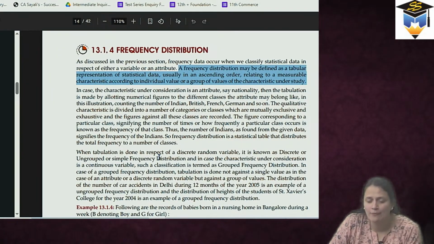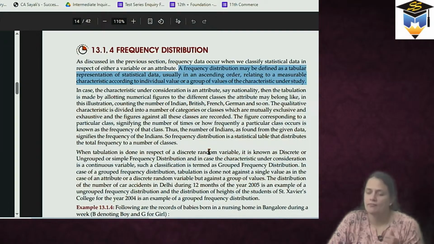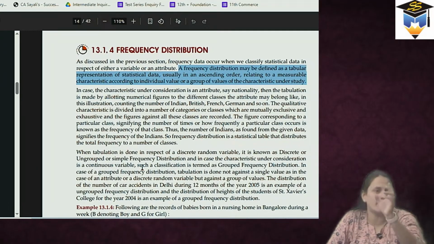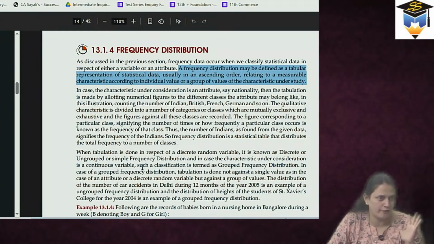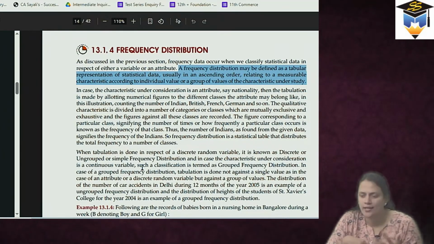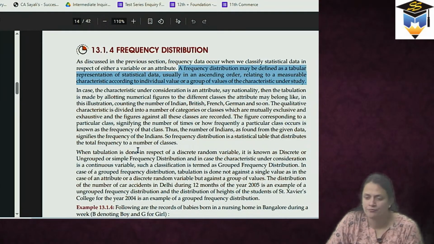So if you see, when tabulation is done with respect to a random variable, a discrete random variable, it is called an ungrouped or simple frequency distribution, and in case the characteristic under consideration is a continuous variable, then it is said to be a group frequency. So if discrete random data is given, that is going to be a discrete random variable. But if it is given in groups, it is going to be a group frequency distribution. So in case of group frequency, tabulation is done not against a single value as in the case of an attribute or a discrete random variable, but against a group of values.